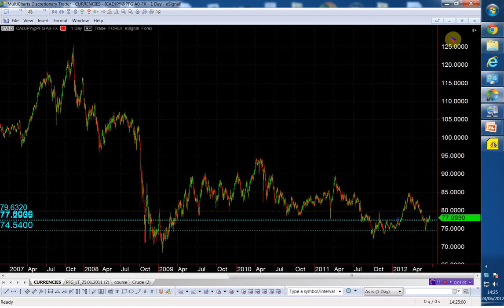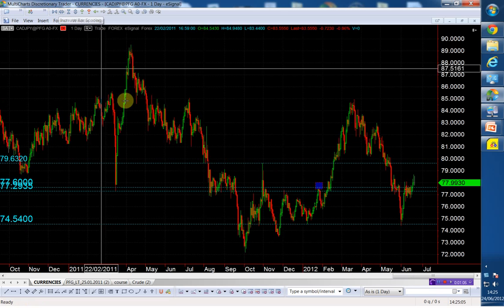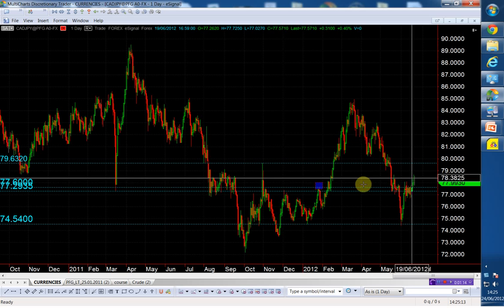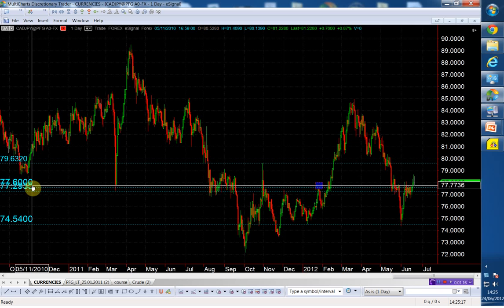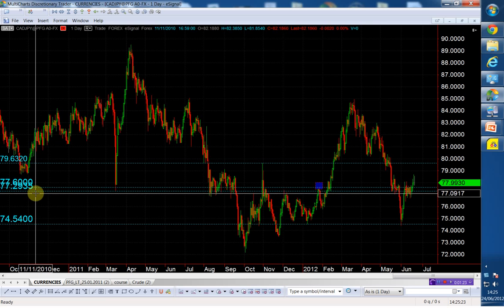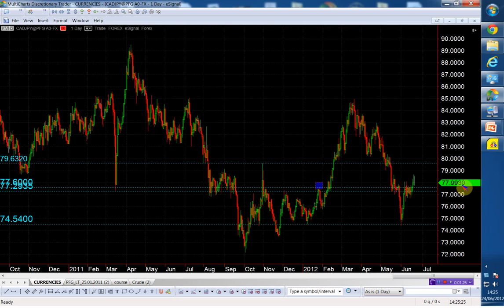And just by doing this strength or weakness, you can begin to see from the daily chart that actually the CAD yen is beginning to push higher. It's above. We have a structure point at 77.60 and another structure point at 77.25, and we are now trading at 77.90. So this makes our trade quite easy.